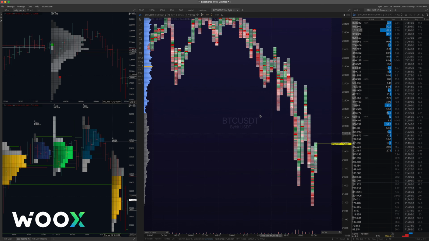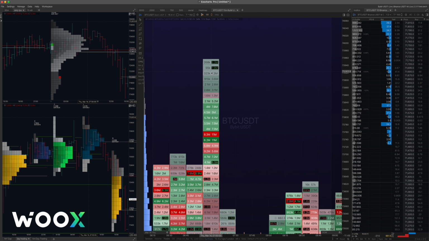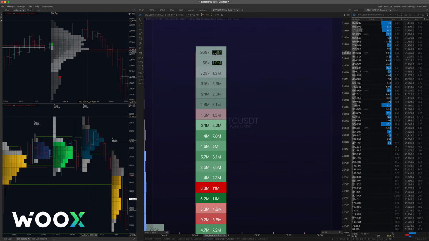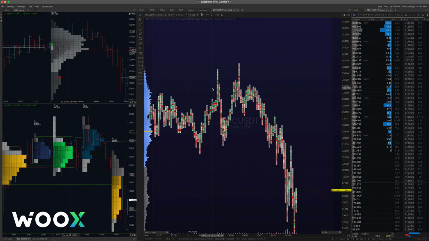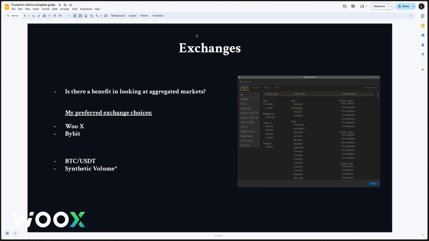So we've got this setting here, use synthetic volume, hit apply and rebuild. It takes a few seconds. And now when you zoom in and see all the data, rather than Bitcoin, that's now $2.3 million, $1.9 million. It's just down to preference. That's what I use, just wanted to cover that for you all. But yeah, that's synthetic volume, Bybit, BTC USDT. That is what I primarily trade.